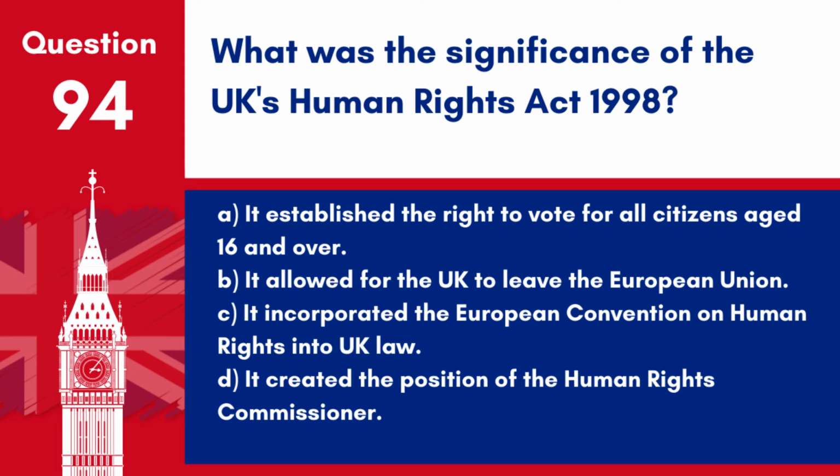Question 94. What was the significance of the UK's Human Rights Act 1998? A. It established the right to vote for all citizens aged 16 and over. B. It allowed for the UK to leave the European Union. C. It incorporated the European Convention on Human Rights into UK law. D. It created the position of the Human Rights Commissioner.